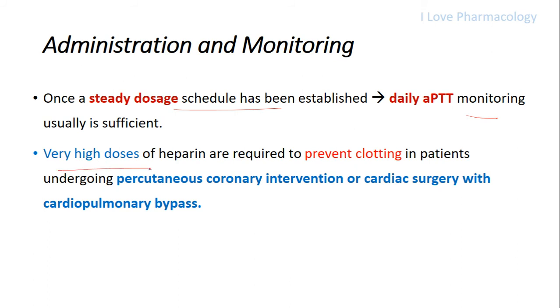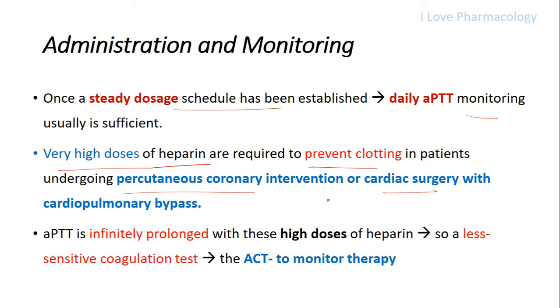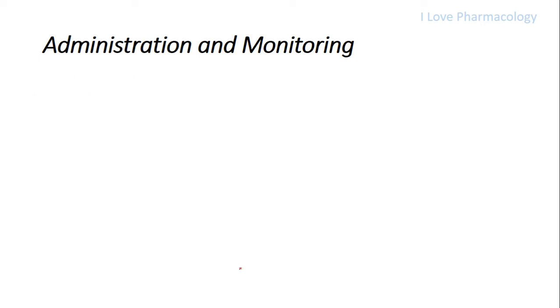At very high doses of heparin, which are required to prevent clotting in patients undergoing percutaneous coronary intervention or cardiac surgery with cardiopulmonary bypass, the APTT will be infinitely prolonged. With the administration of a high dose of heparin, the APTT levels will be prolonged, so less sensitive coagulation tests like ACT will be used to monitor the therapy. ACT stands for activated coagulation time.